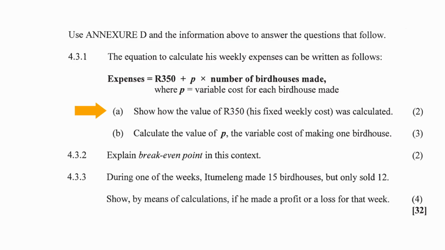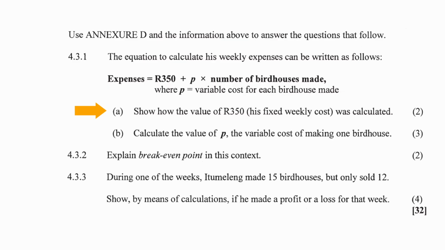In question 4.3.1a, you are instructed to show how the value of 350, his fixed monthly cost, was calculated. Now, a fixed expense is the cost that does not change from period to period. It remains constant regardless of the level of production or sales. Examples include rent, salaries, and insurance. These costs are fixed because they do not change with the business activities.